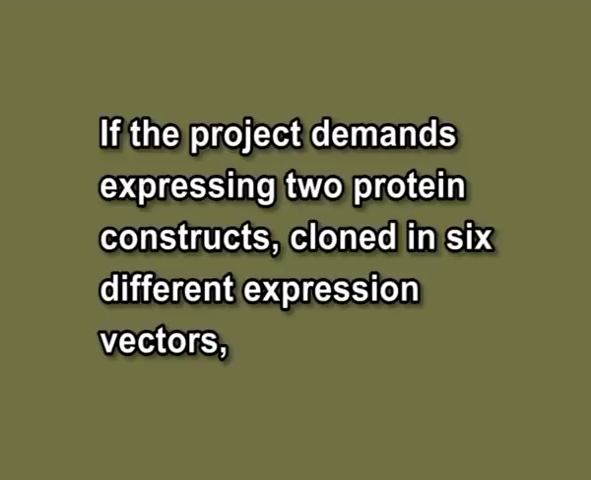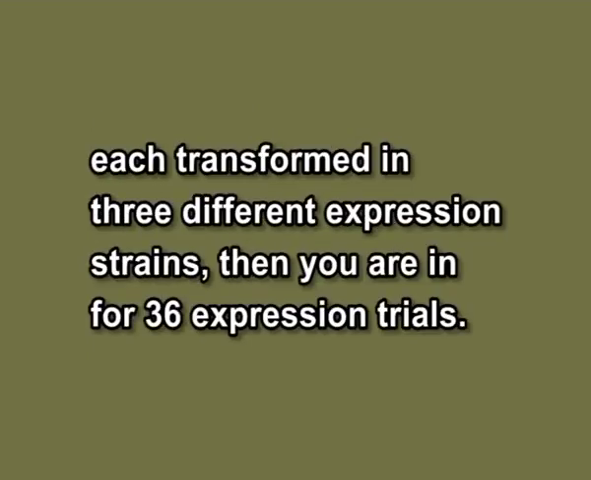At this point, it should be pretty clear that the number of options when designing an expression system is considerably high. Choosing the perfect combination a priori is not possible, so multiple conditions should be tested to obtain a desired protein. If the project demands expressing 2 protein constructs cloned in 6 different expression vectors, each transformed in 3 different expression strains, then you are in for 36 expression trials. This number may even be higher when other variables are taken into account.